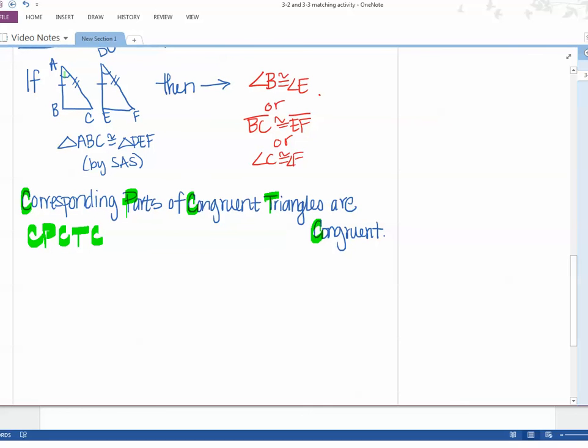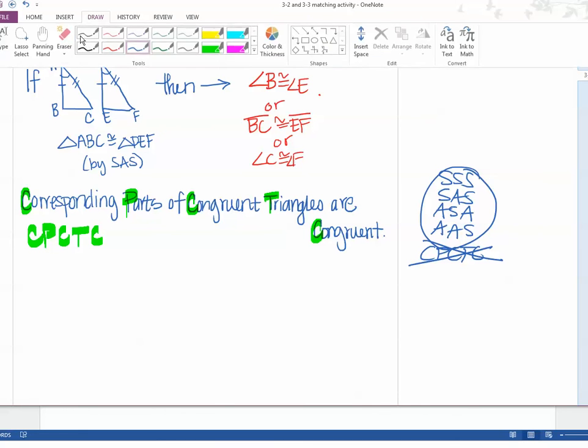And to use this, it's really important to know when to use this. You use it when you have already congruent triangles and you need to prove their other parts are congruent. So it is not a way to prove two triangles congruent. Okay? So if you have like side, side, side, side, angle, angle, angle, angle, side, CPCTC does not belong in this group. It's not part of that club. It's used differently.